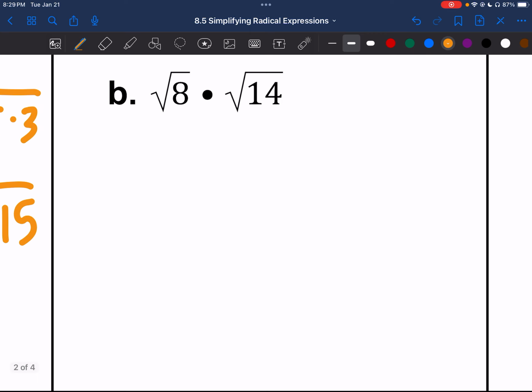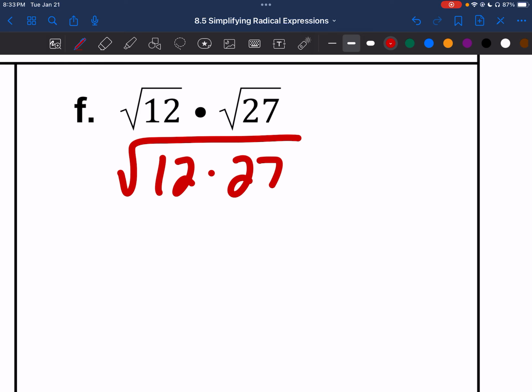Okay. And if we look at letter F, we start off, write it under one radical. We have the square root of 12 times 27. That's an odd one, but okay. So 12 is 4 times 3. 4 is 2 times 2. 27 is 3 times 9. 9 is 3 times 3.